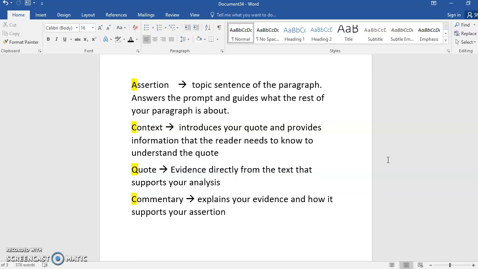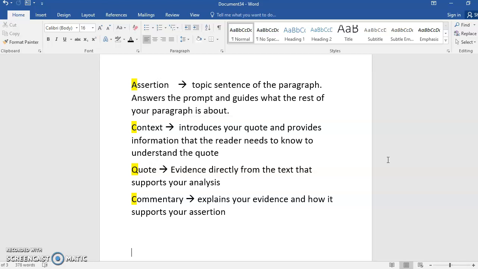Okay, so A is for assertion. Your assertion is the topic sentence of the paragraph. It answers all parts of the prompt and it guides what the rest of your paragraph is about. Everything else in your paragraph is supporting your assertion. Context. So the context introduces your quote and it provides information that the reader might need to understand the quote from the passage, because again, the reader might not have read the same passage that you did.